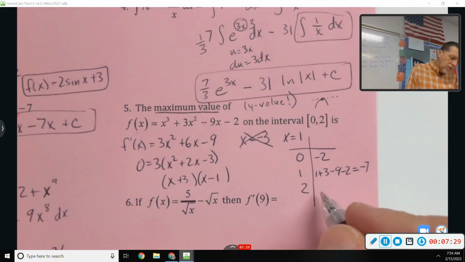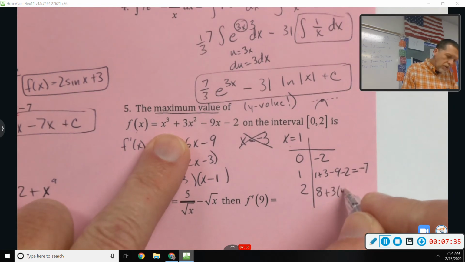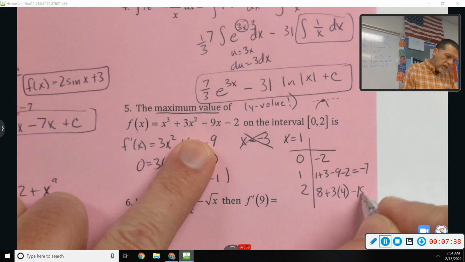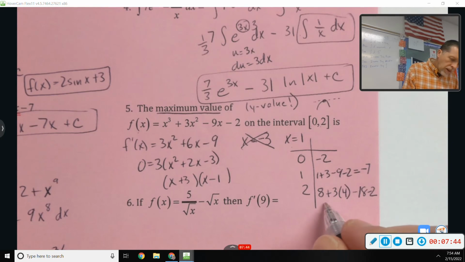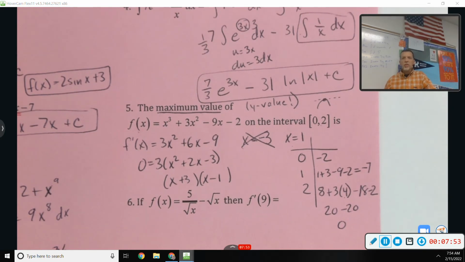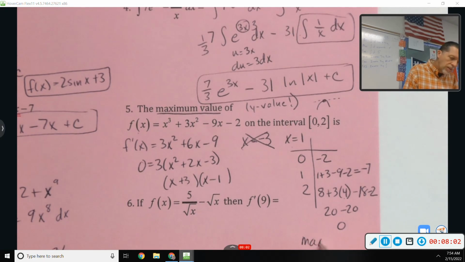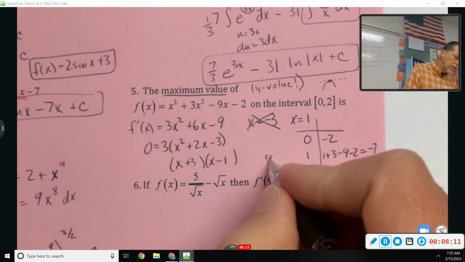If I plug in 2, I get 8 plus 3 times 4 minus 18 minus 2. Plugging in 2. So that would be 8 plus 12 is 20, minus 20 is 0. So what's the maximum value? 0. And where does the maximum value occur? At x equals 2. So it has a max of 0 at x equals 2. And so that one that we found, that must have been a relative minimum, not a relative maximum.